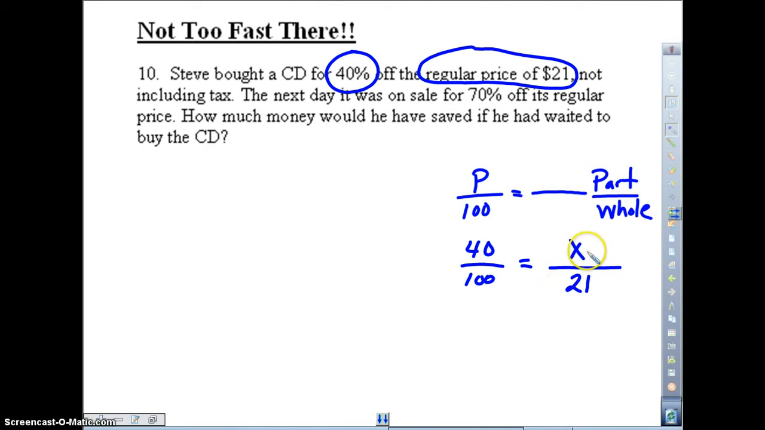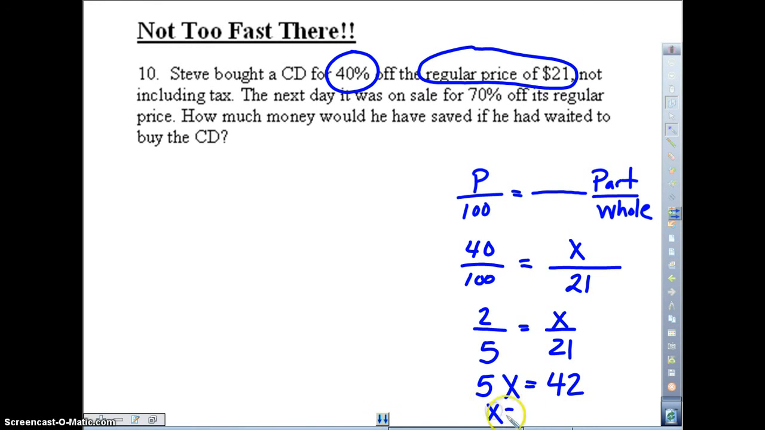When you solve for X, you'll figure out how much he didn't have to pay on that CD, or his savings. So I'm going to reduce this right here. They're both divisible by 20. That gives me 2 over 5 equals X over 21. I'm going to cross multiply. 5 times X is the same as 2 times 21. 2 times 21 is what? That's right, 42.